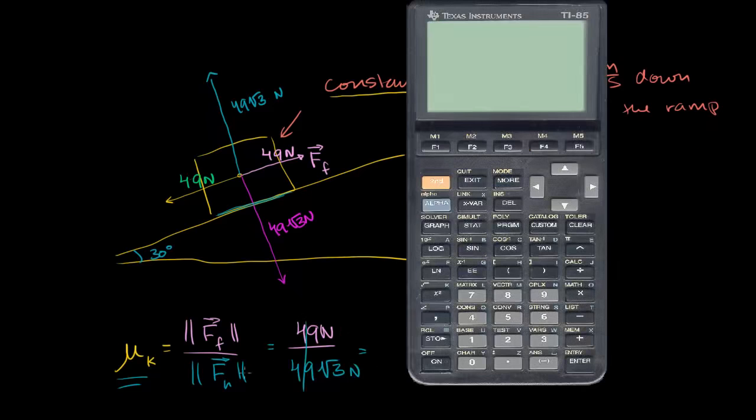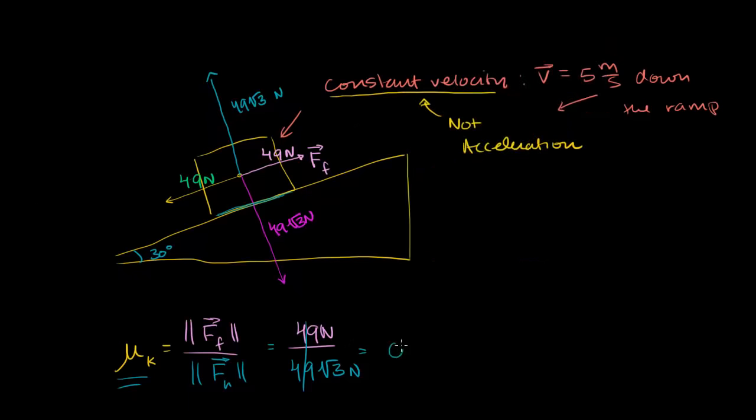And let me get the calculator out to get an actual number here. So we have 1 divided by the square root of 3, which gives us about 0.58. I'll just round. And there's no units here, because the units cancel out. It's a unitless measurement.